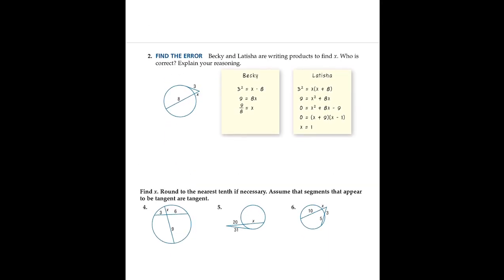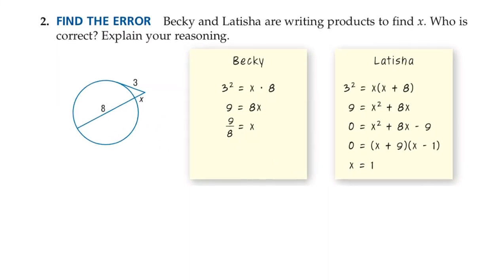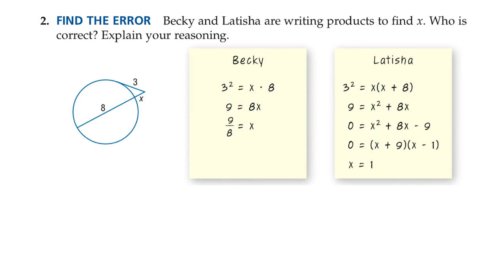All right, so first off, we come across a problem. And, oh no, somebody made a mistake. Well, let's see here. This is the outside piece times whole, and outside piece times whole. So this is 3 times 3, because the whole is still just the 3, equals the outside portion x times x plus 8. So that's what we should get.